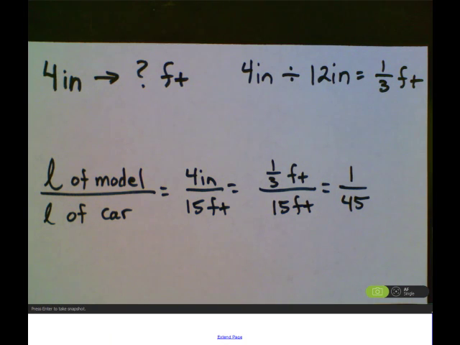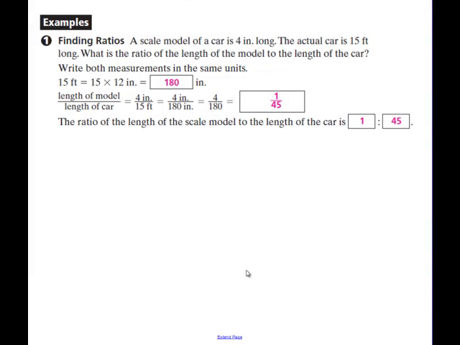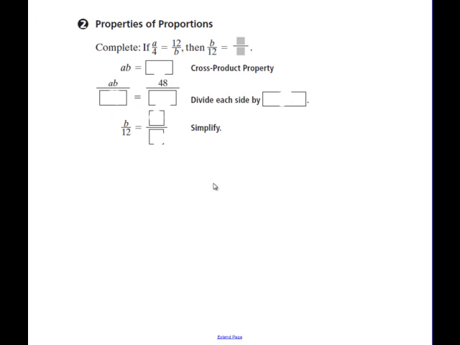So just a little side note in terms of being able to convert inches to feet or feet to inches. It doesn't really matter. The ratio will come out the same as long as you get the units to be equal before you take the actual ratio. All right, continuing on. Next example is fairly straightforward.